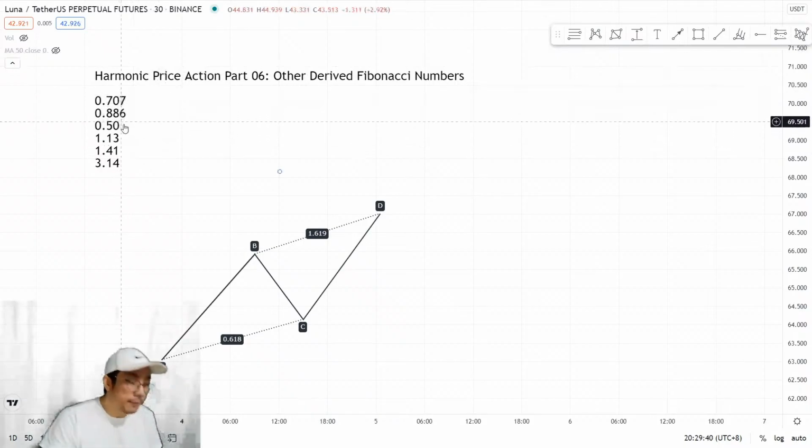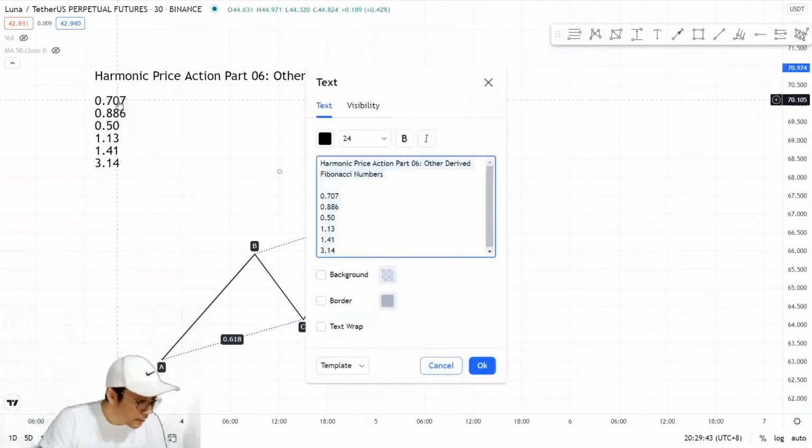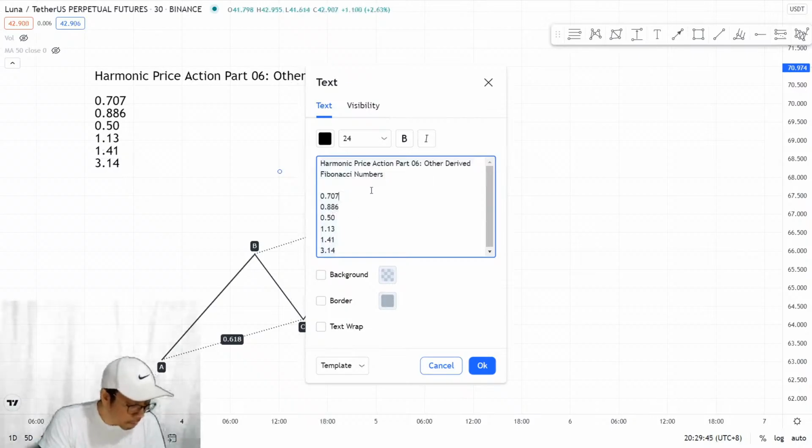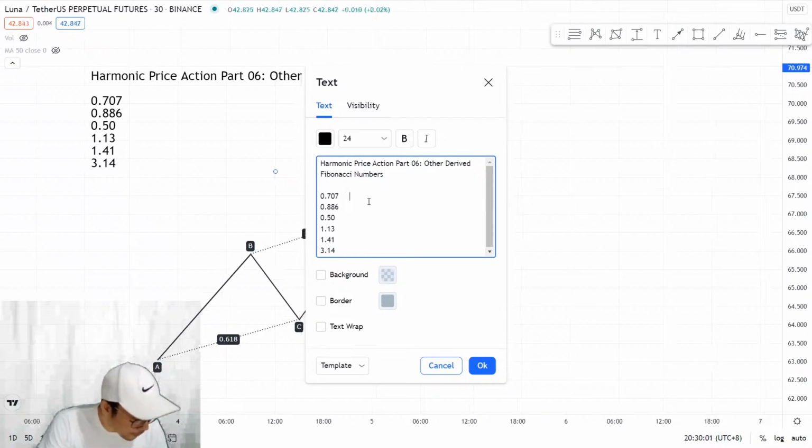And of course now, as I mentioned, we will discuss the other numbers. So we have the 707. Usually, this is what it looks like, no? So instead of putting it here, I will just put on the other side the equivalent of that one. Usually, if you have 707, the equivalent is 1.41. For this one, if you have 886, the equivalent is 1.13. For the 0.5, your equivalent is usually 2.0. And with that, we can remove this.